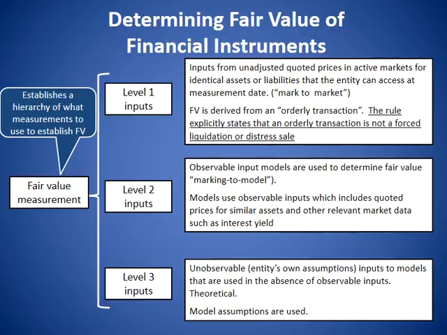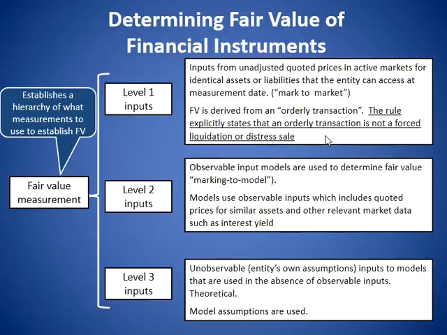So what happened was that the FASB came up with, under pressure from Congress, a requirement that the market value had to be established based upon an orderly transaction, not a distress sale or a panic type of sale.